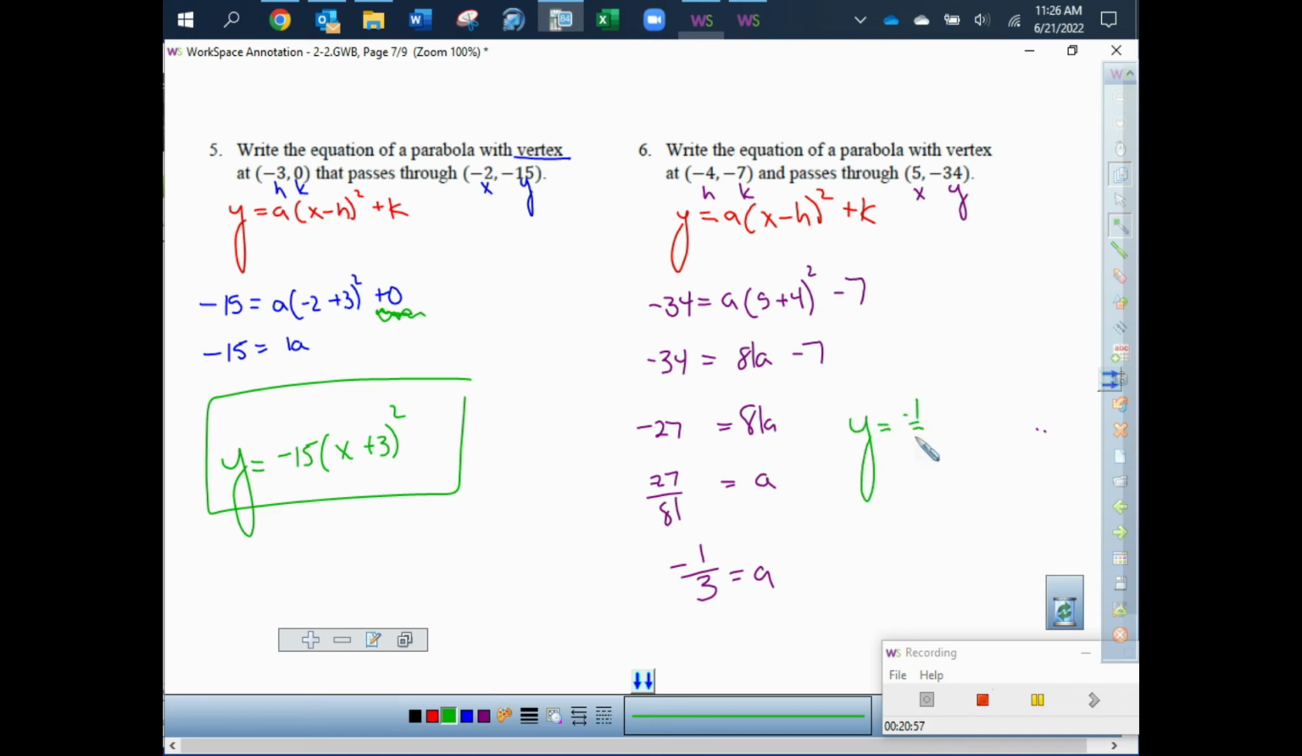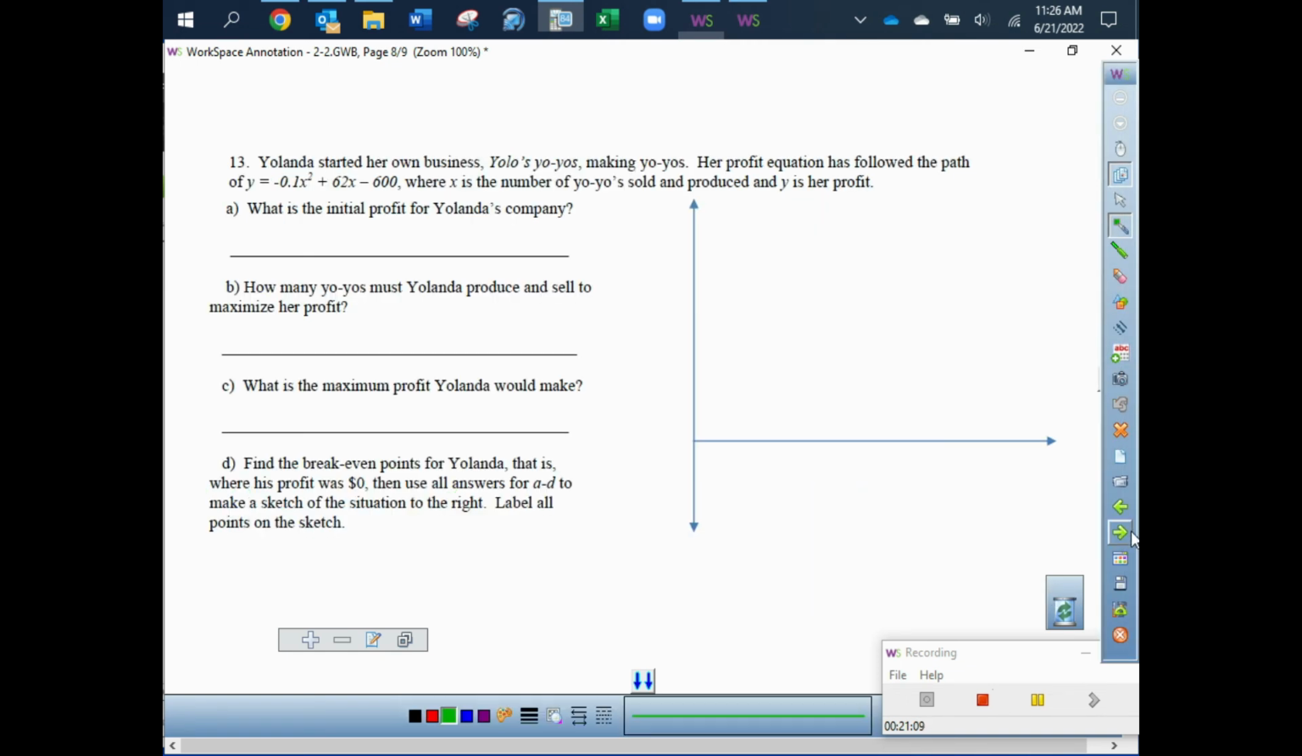Write the equation in vertex form for this parabola. Negative 1/3 times x plus 4 quantity squared minus 7. Box him up. Make sure you can see that negative 2. So nice.